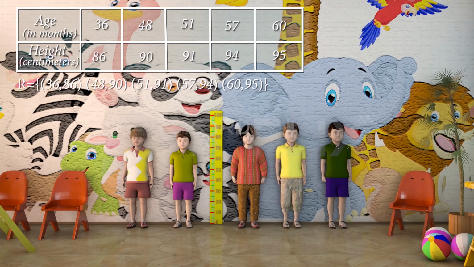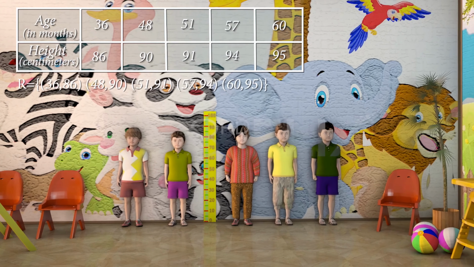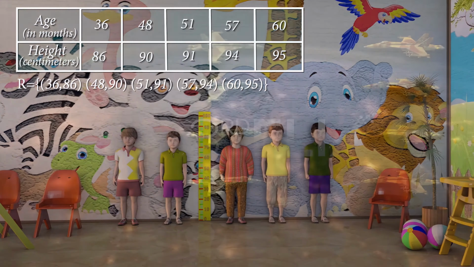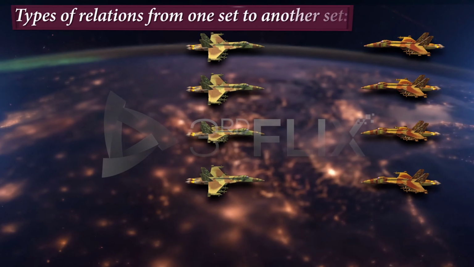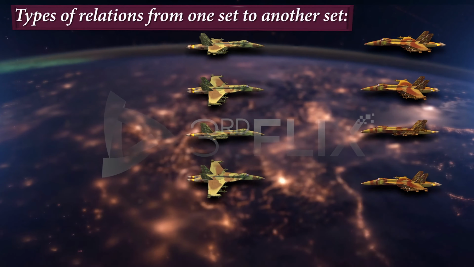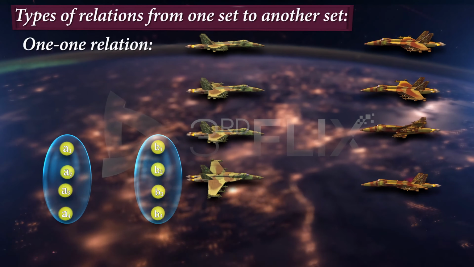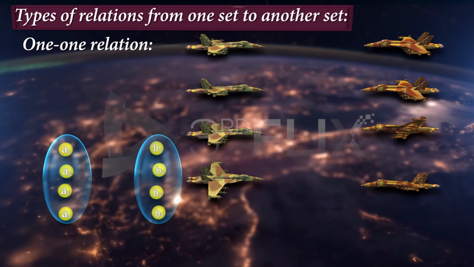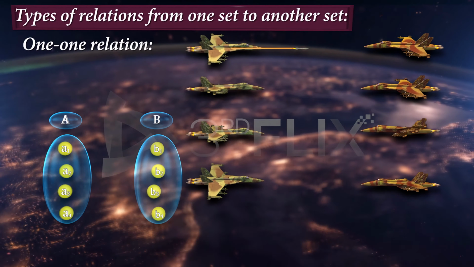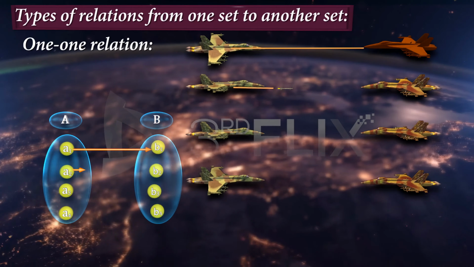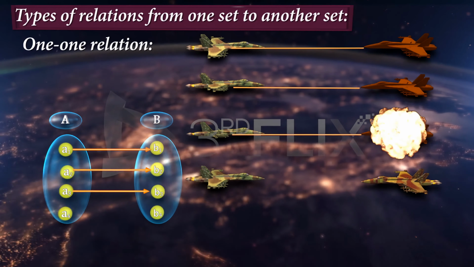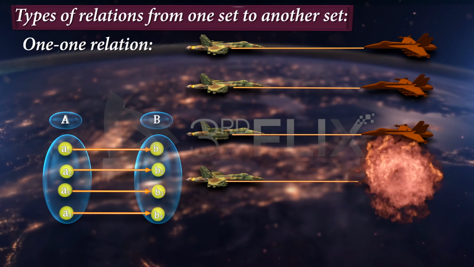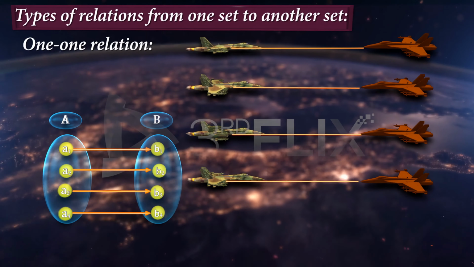Let's study the types of relations based on the number of ways of association. Types of relations from one set to another set. One-one relation: a relation R from A to B is said to be a one-one relation if no two elements of A are related to the same element of B.